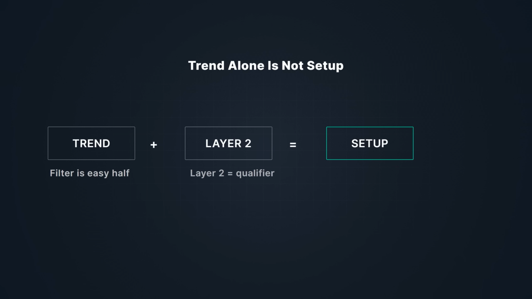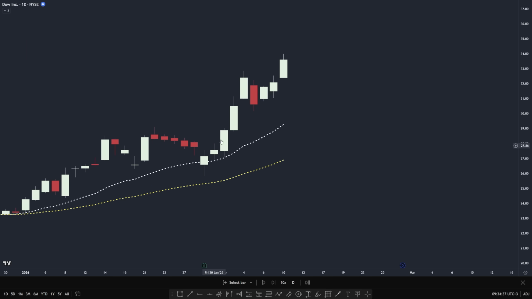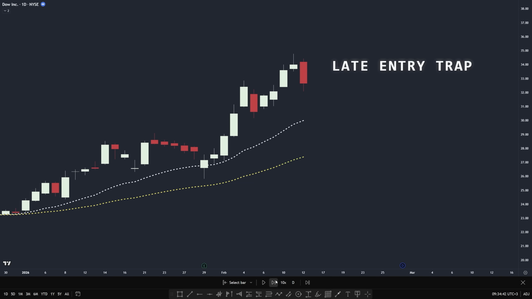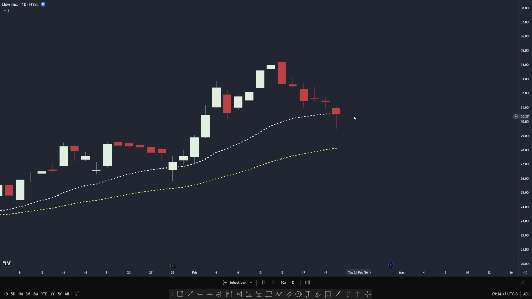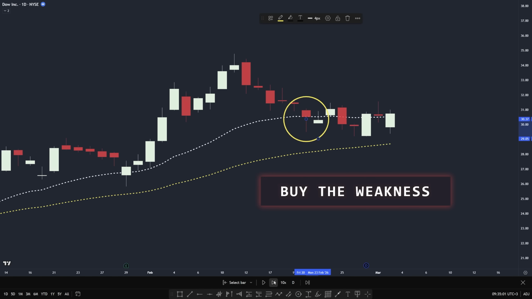The trend filter is the easy half. The next layer is what turns a trending chart into an actual setup. A trend alone is not enough. If you buy after price has already moved far above the two lines, you are late. You need price to come back into value. That is what the pullback gives you. In an uptrend, a pullback happens when early buyers take profit, short-term traders get scared, and price drifts back down. But if the trend is still healthy, stronger buyers often use that weakness to enter.